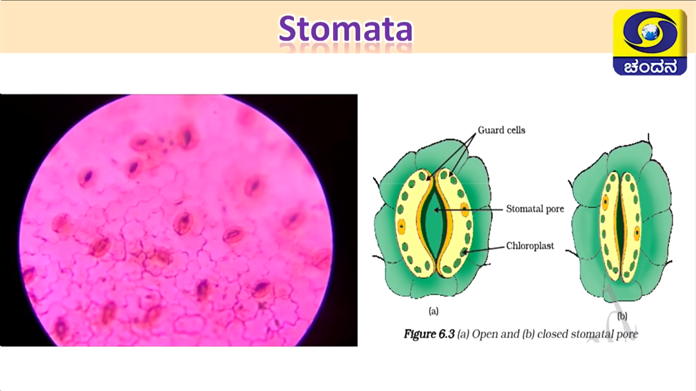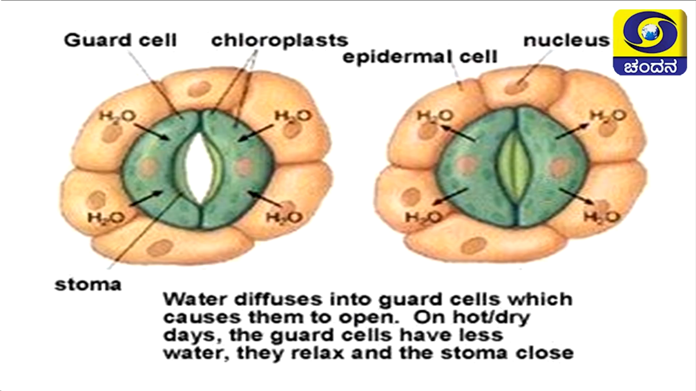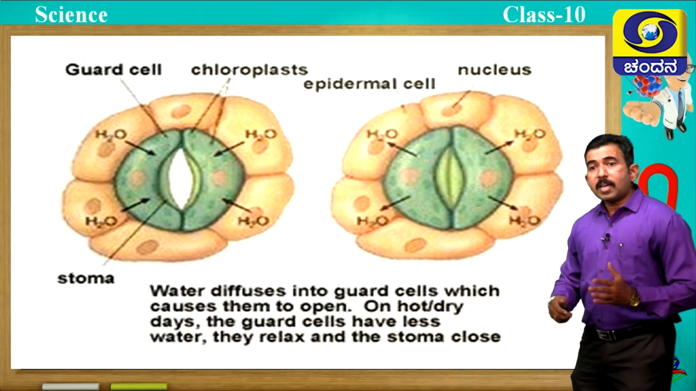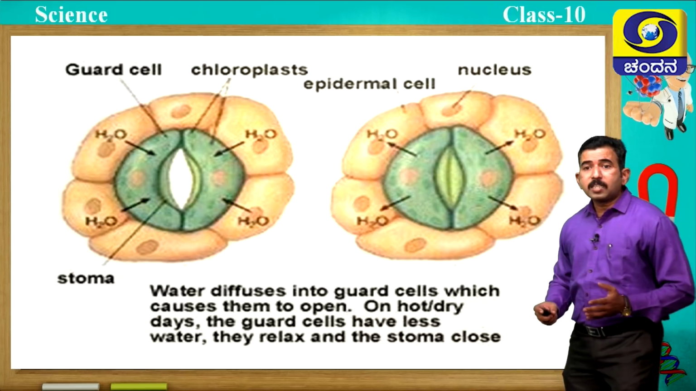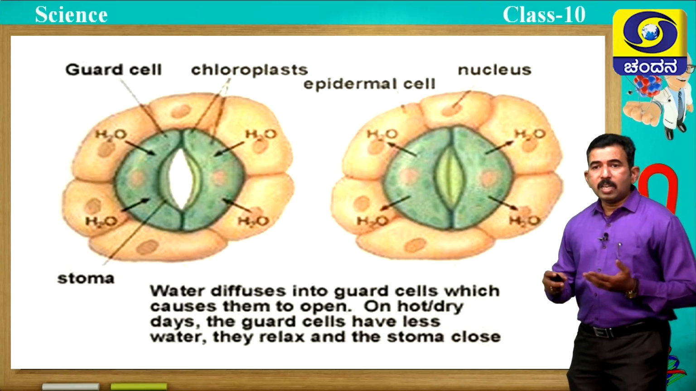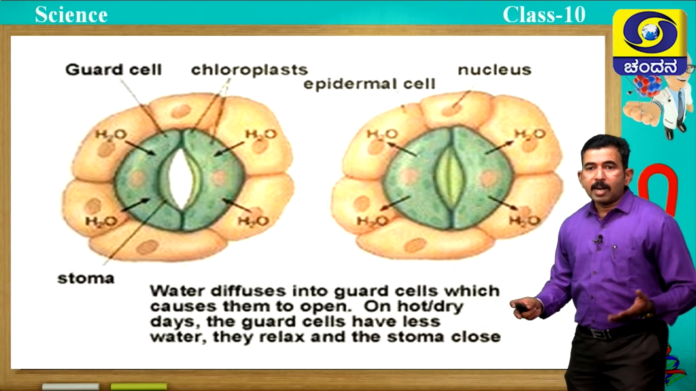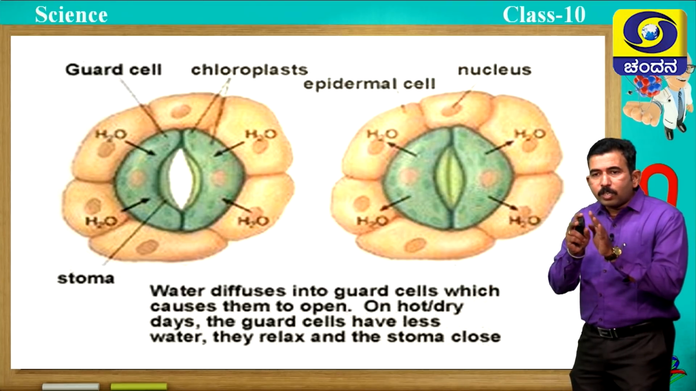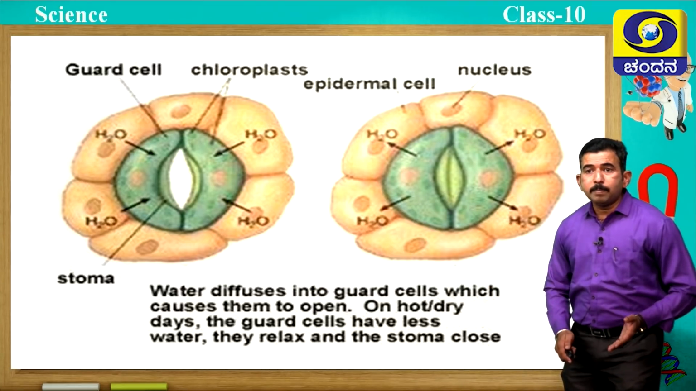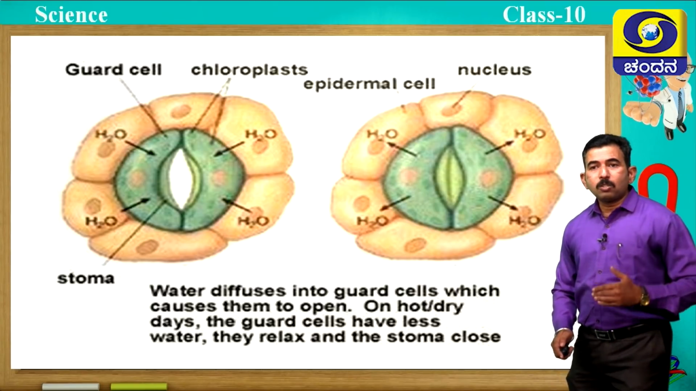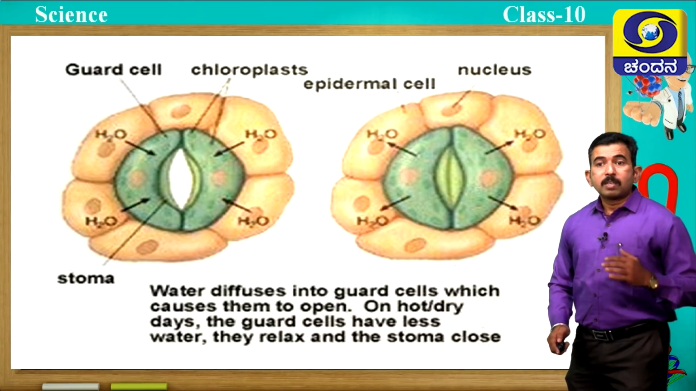Each stoma consists of a pair of guard cells. Normally, when water diffuses into the guard cells, they become turgid and swell, which causes them to open. Whereas on hot dry days, guard cells have less water, they lose water, become flaccid and relax, and the stoma closes. So, this is the mechanism by which the opening and closing of the stoma takes place.